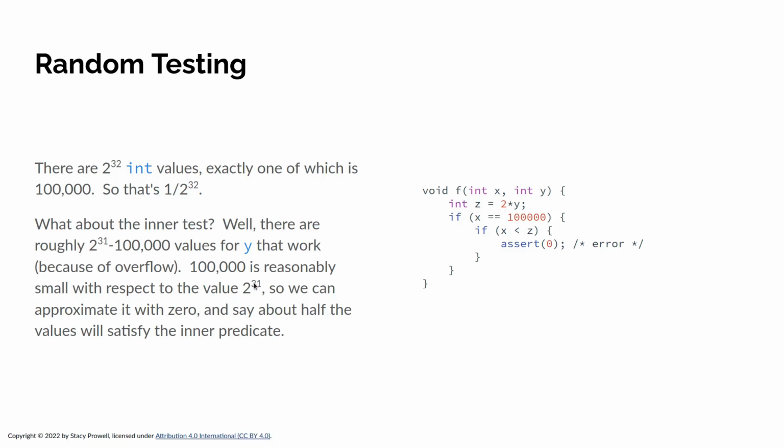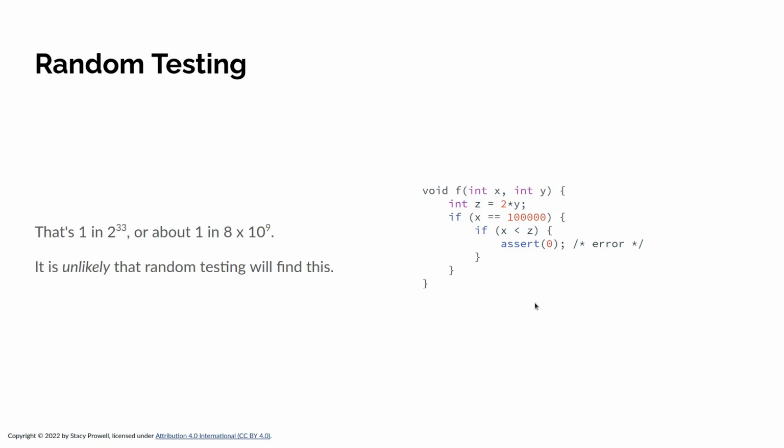And so, yeah, 100,000 is small compared to 2 billion, right? A few orders of magnitude between those two. So we can approximate this with a 0. And we can say that about half the values will satisfy the inner predicate. So given all of this, that turns out to be about 1 in 2 to the 33, right? Because half the values, so this time we're adding the bit, or about 1 in 8 times 10 to the ninth, or 8 billion. So it's unlikely, unless we run like a significant fraction of 8 billion random tests, that we'll ever encounter this case.